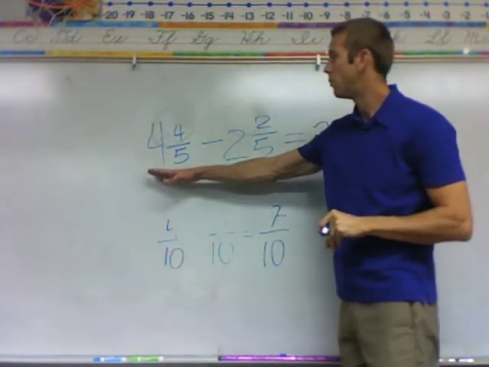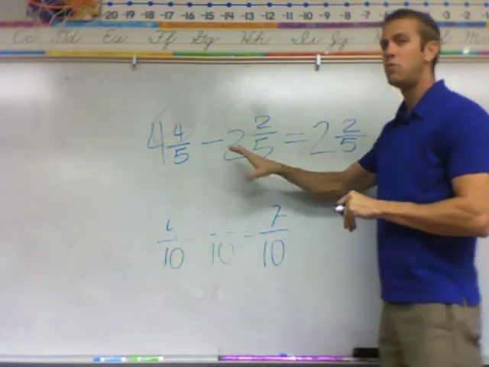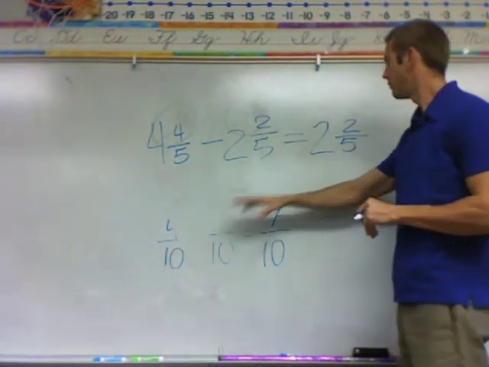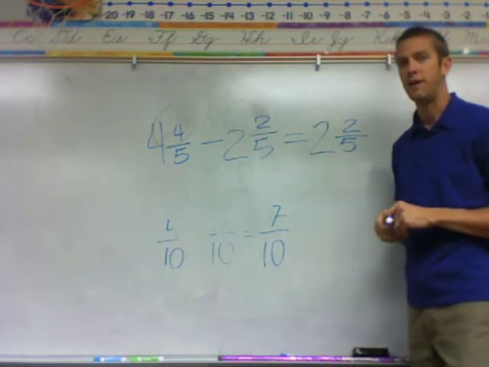If I had 4 whole pies and a 4/5 and 2 more whole pies and 2/5, and I took those 2 away from it, you have 2 2/5 left over.